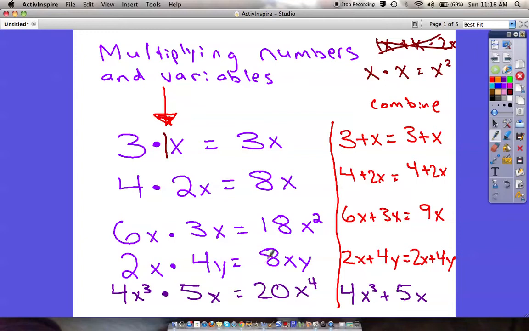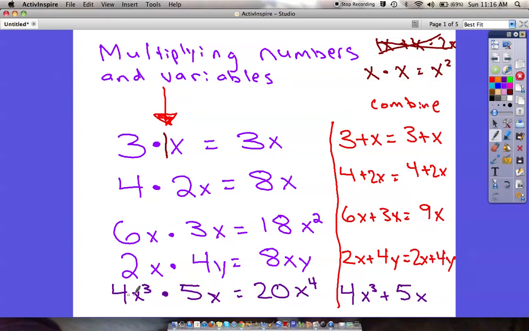The next one, we've got 2x times 4y. So all we do is 2 times 4 is 8, and then times x times y, we just put that at the end. And remember, x times y doesn't make an exponent because they're not the same variable, but we can just put them at the end. And you've seen this before. This reads 8 times x times y. If they're all right beside each other, just like they are up here, that's multiplication.